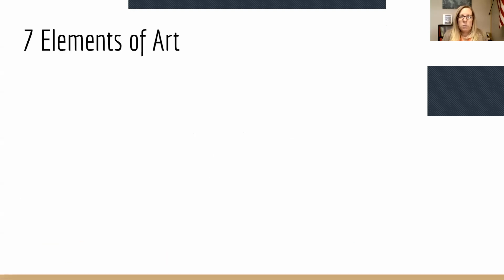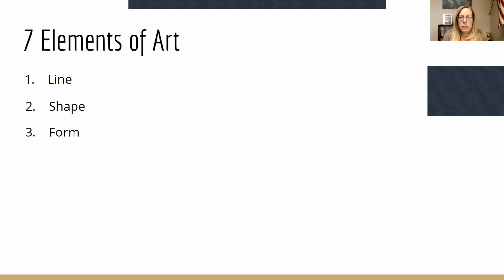So first, though, we're going to go over the 7 elements of art. The first being line. So line is just what it is, a line. But a line can come in many shapes and sizes. So short line, long line, a straight line, curved line, squiggly line, just line. And then the next would be shape. You could use those lines to make a circle or a square or a horse or a chair, just any shape.